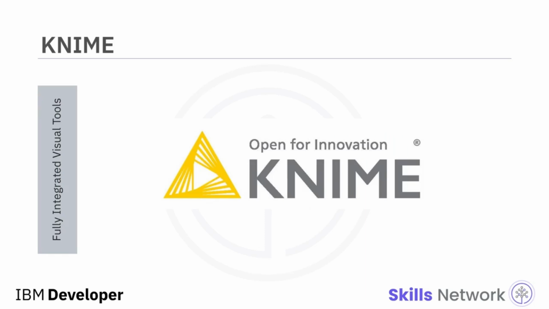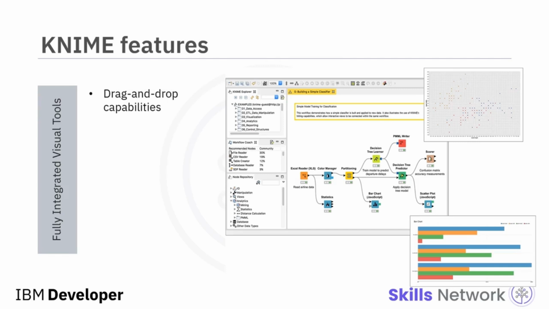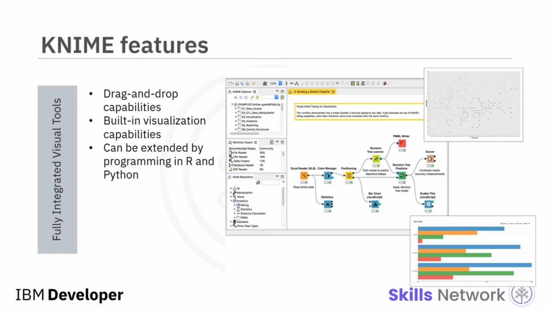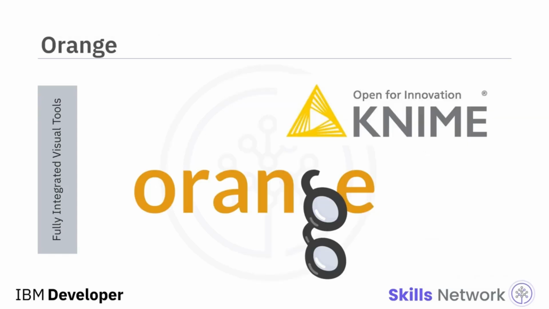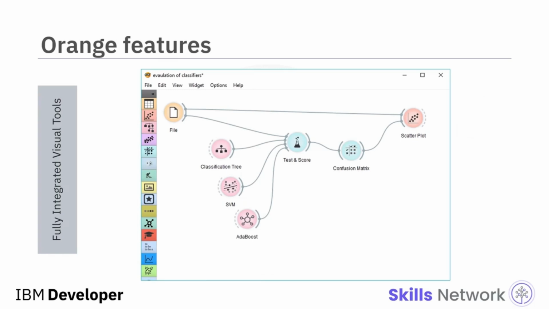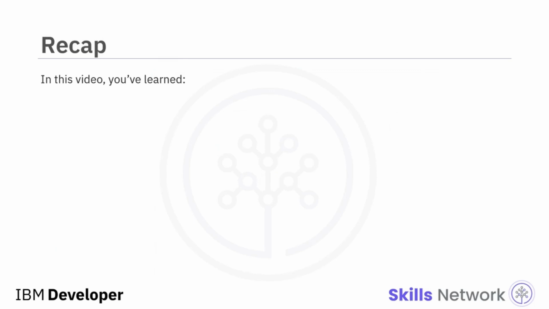Now, KNIME originated from the University of Konstanz in 2004. As you can see, KNIME has a visual user interface with drag and drop capabilities. It has built-in visualization capabilities. In addition, it can be extended by programming in R and Python and even has connectors to Apache Spark. Orange is another representative of this group of tools. It is less flexible than KNIME, but is easier to use. In this video, you have learned about the most common tasks in data science and which open source tools are relevant.